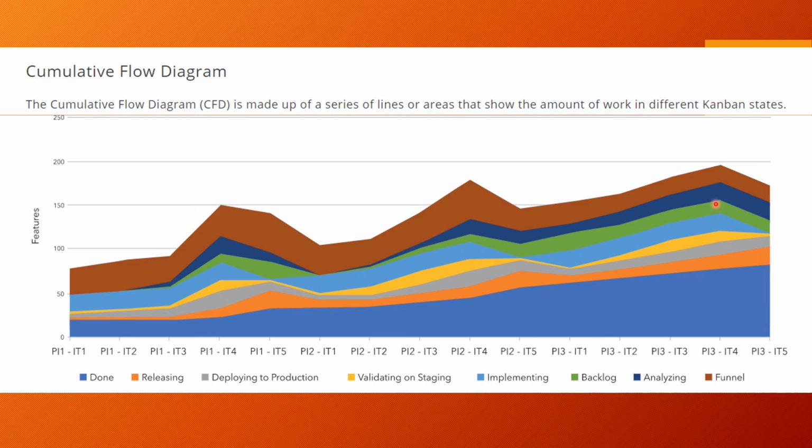So this is another example of a cumulative flow diagram, right? So CFD is made of a series of lines of areas that show the amount of work in different Kanban states, right? So the bigger the areas, the more the bottlenecks. So here the brown area, which is funnel, and then the blue area, which is implementing, is giving a bigger area. This is where the bottleneck lies, right?